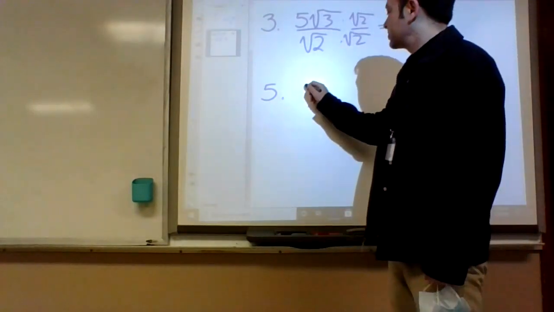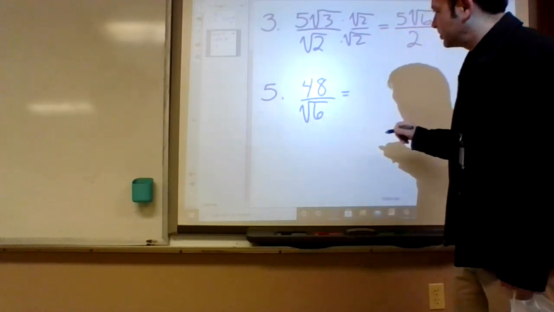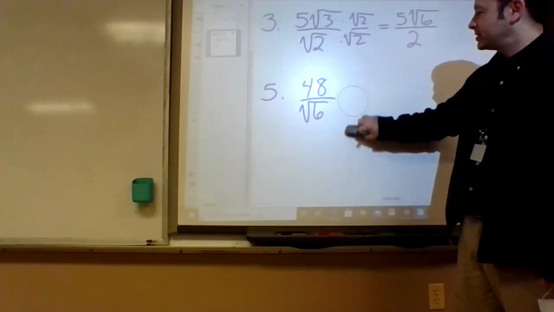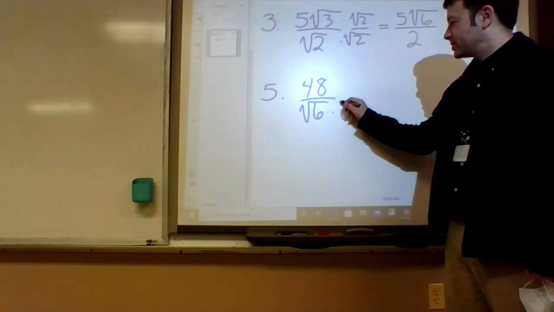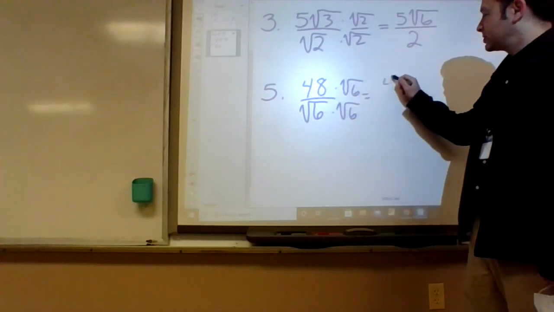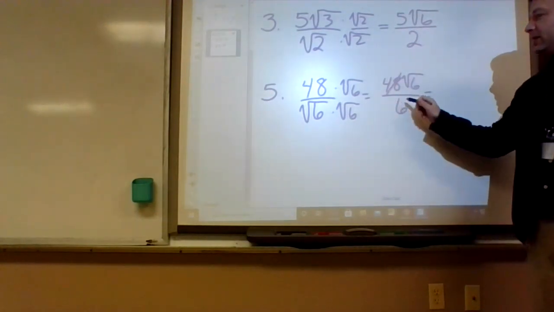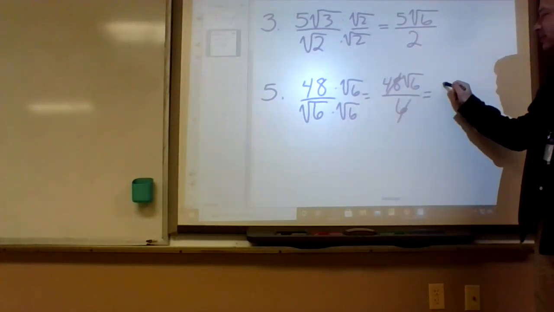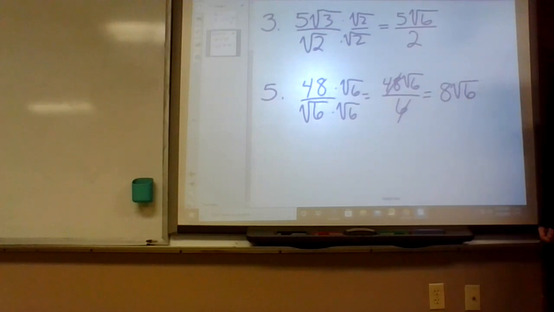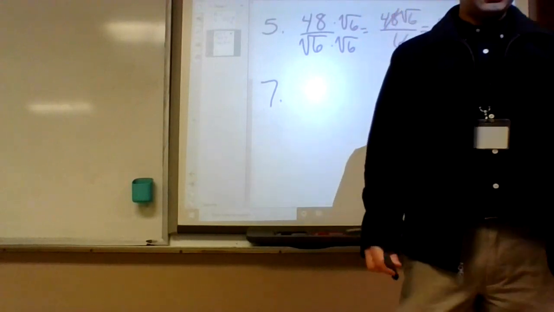Okay, number 5: 48 over square root of 6. Can you reduce square root over square root? Yes, square roots can divide by square roots. So times square root of 6 over square root of 6. The top is 48 square root of 6. The bottom is 6. Does that reduce? Yeah, 48 divided by 6 is 8. So it's 8 square root of 6. No problem with the cube roots on this one.